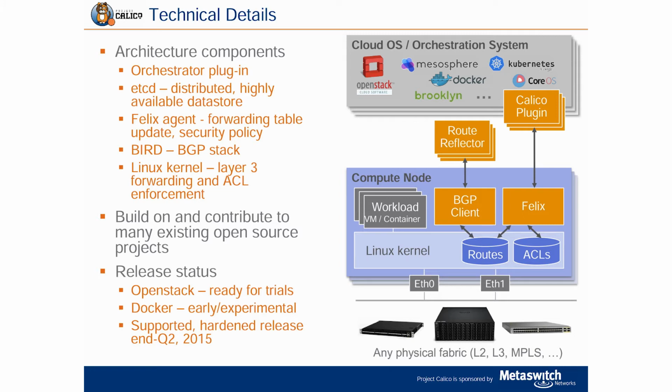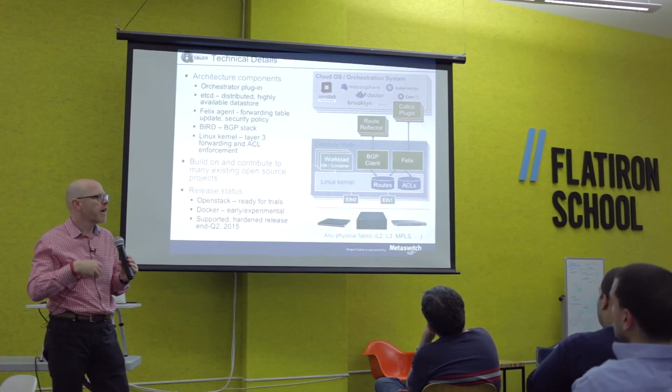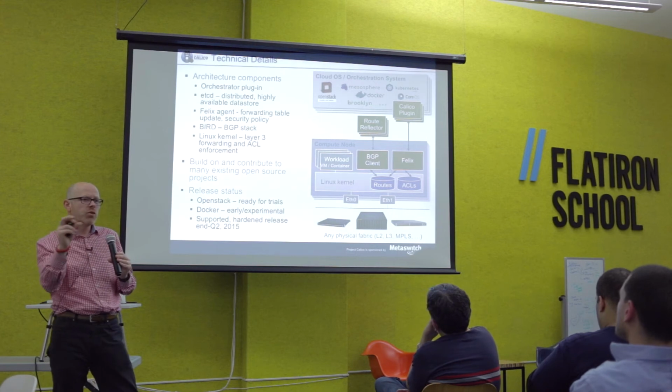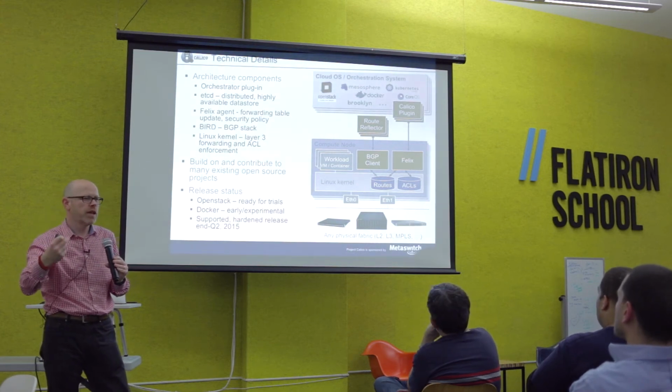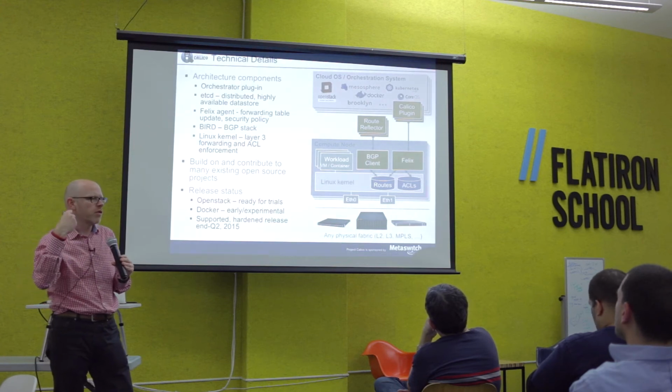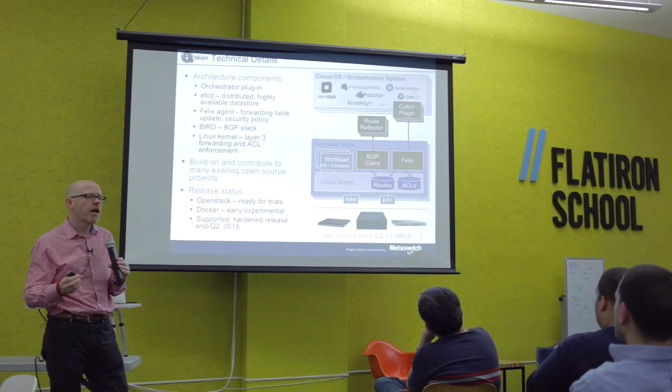So the architecture here, drilling in to the next level, is whatever the orchestration system is. That could be Mesosphere, Marathon, or Docker Swarm, or OpenStack, anything which is managing the workloads, and that's the layer which knows that a workload has been created. I've given it this IP address, and those are increasingly having open plugin APIs. So we plug into that.